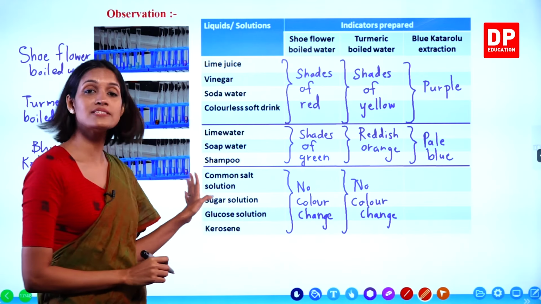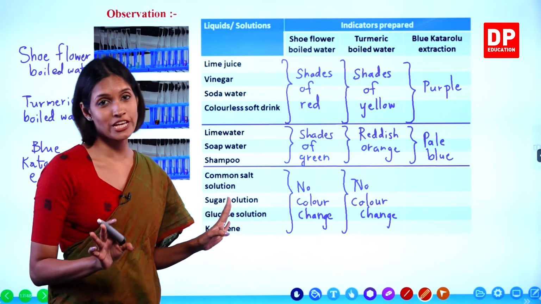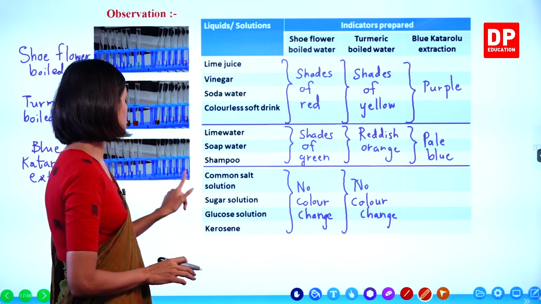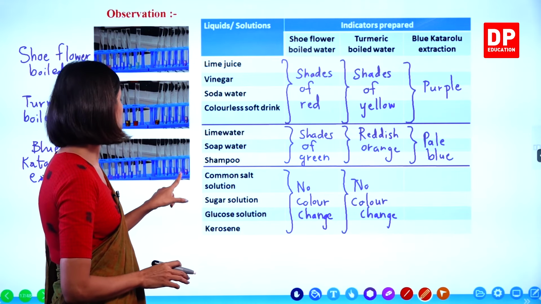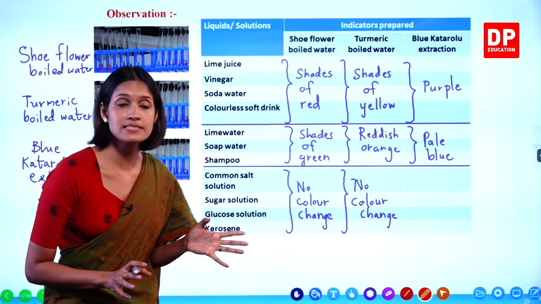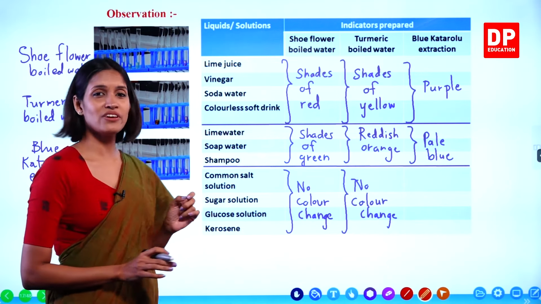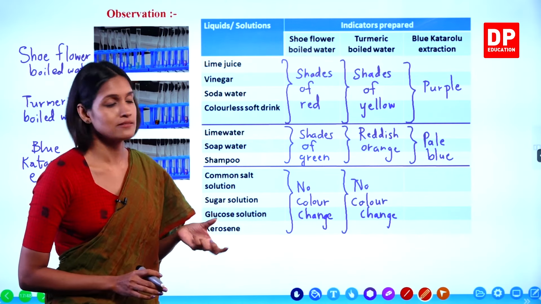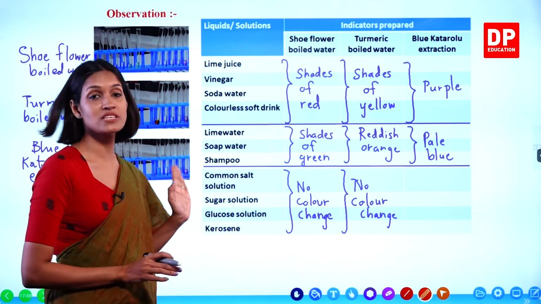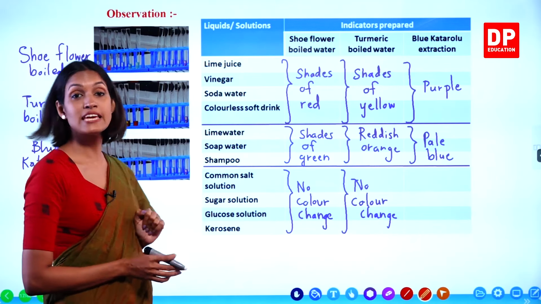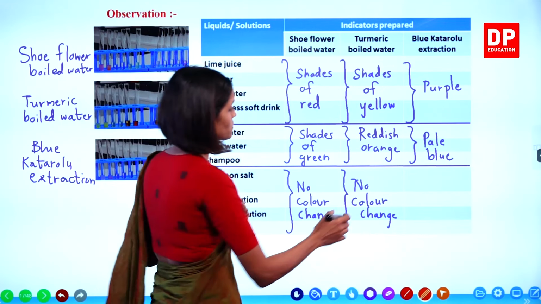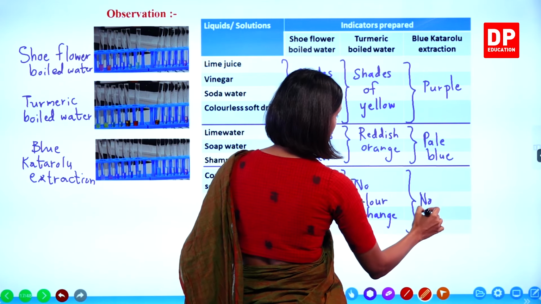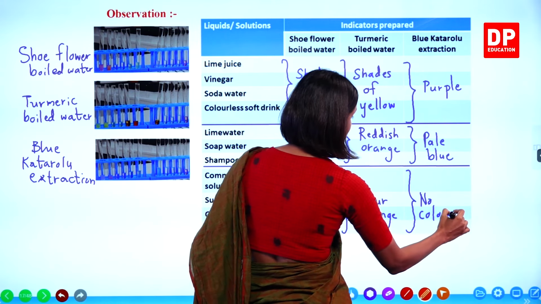And with the neutral substances, again, there's no color change. So if you observe carefully, you can see the common salt solution, sugar solution and glucose solution, they all are colorless, right? What's with kerosene anyway? Its initial color was a very pale pink color. All these colors were the same even after adding all these indicators, okay? So here also no color change.